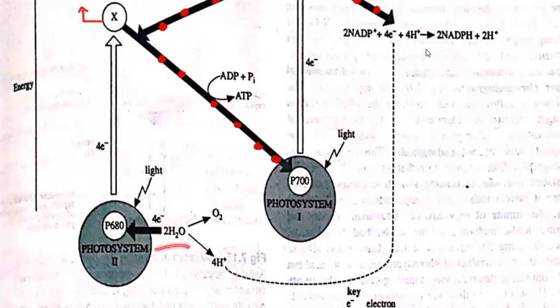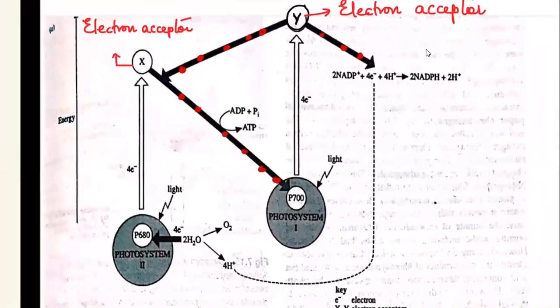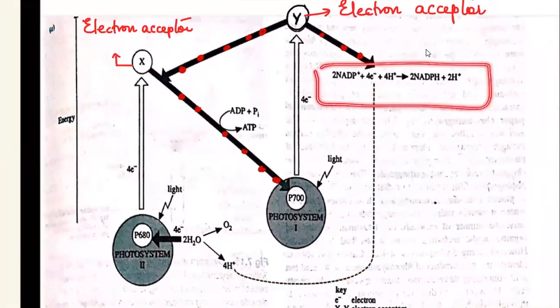Every time 2 water molecules are split, 4 electrons are released, and these electrons are going to be constantly replaced by the photolysis of water into photosystem 2. Okay? But when this happens, we have oxygen gas also which is released, and we have 4 protons which are also released, these protons. Okay? And it is these protons which will, what will they do?